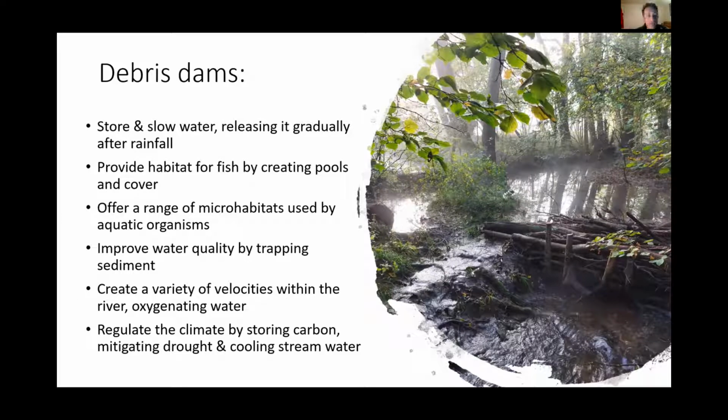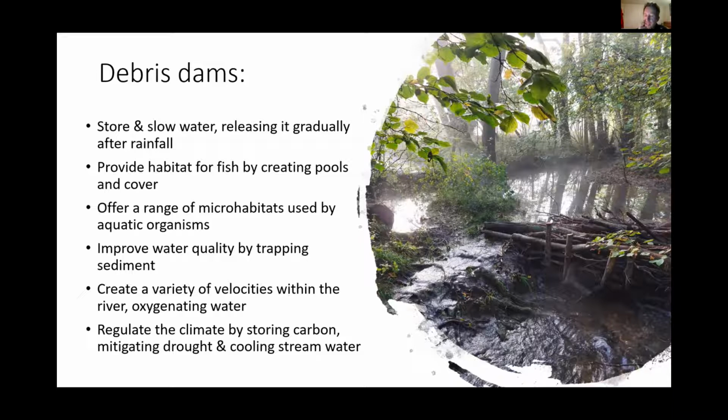So yes, debris dams. Again, these have really multiple functions. They help to store and slow water. They release it gradually after rainfall. They also provide habitat for fish by creating pools and cover. And I was once told by somebody that fish really do grow in trees.